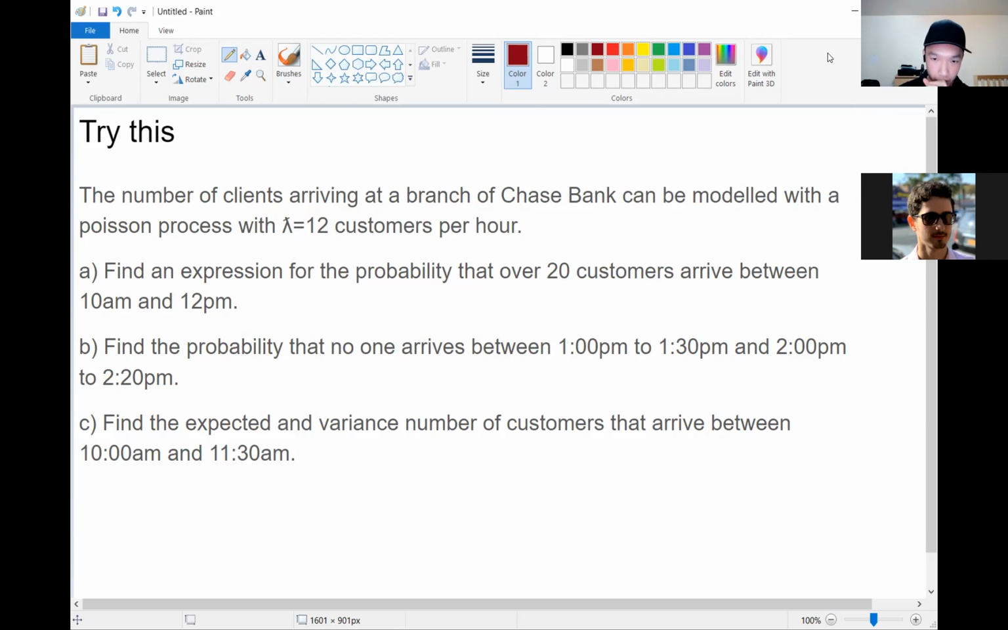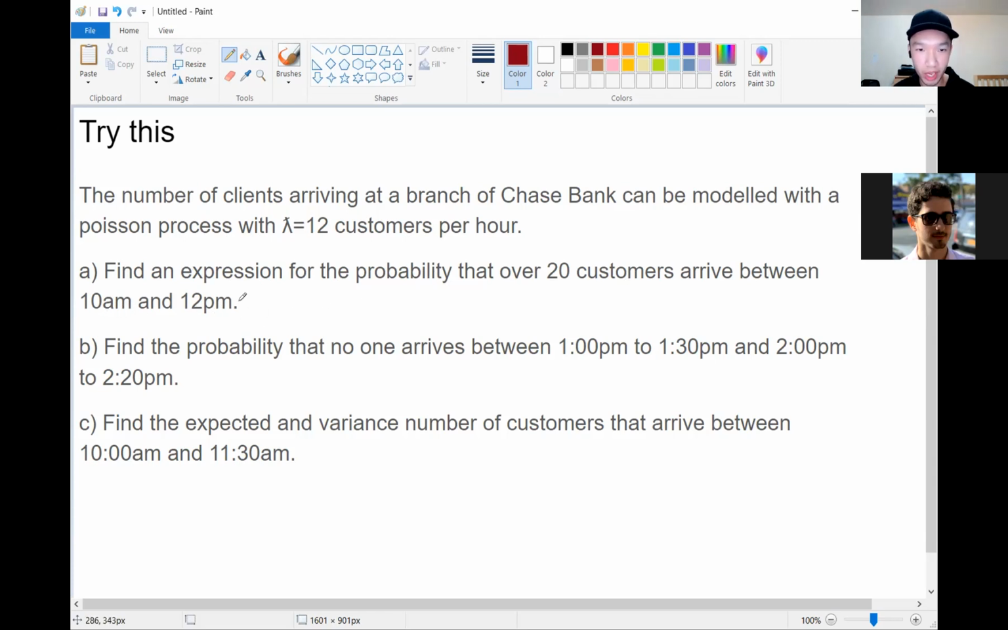Okay, so are you guys able to get the answers for these questions? Yes? Okay, good. So in that case, let's go over them. The number of clients arriving at a branch of Chase Bank can be modeled with a Poisson process with lambda equals 12 customers per hour. Find an expression for the probability that over 20 customers arrive between 10 a.m. and 12 p.m. So how much time is that?